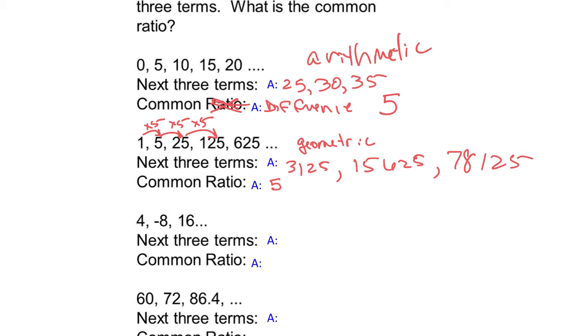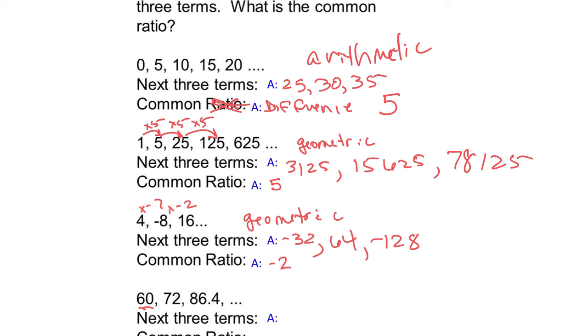All right, you do the next one. See if you can get it figured out. Hit pause. Hit play when you're done. All right, so this is geometric. My next 3 terms are negative 32, positive 64. I could have done those in my head. Negative 128. So I multiplied each one by 2. My common ratio is negative 2. All right, here's my last one.